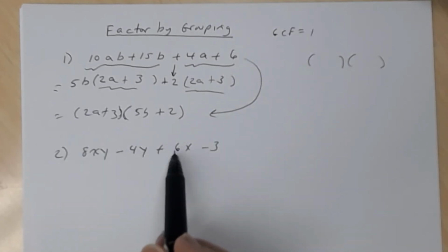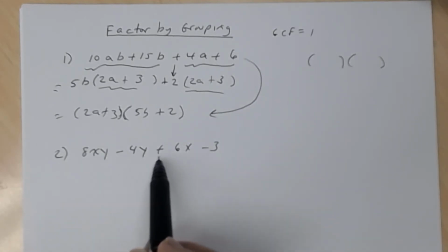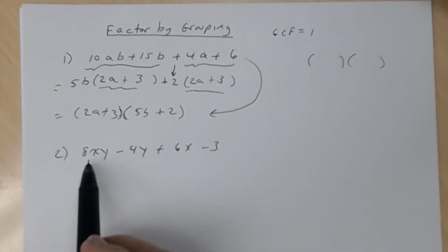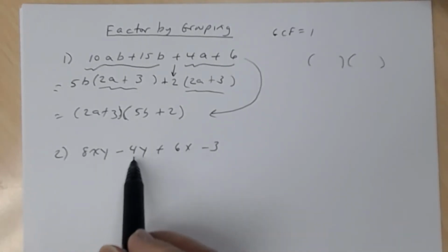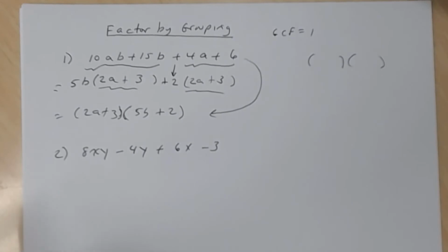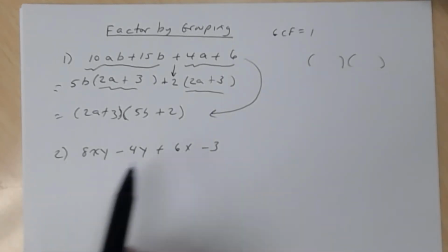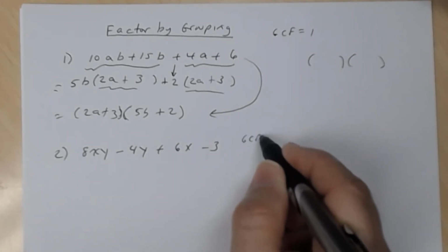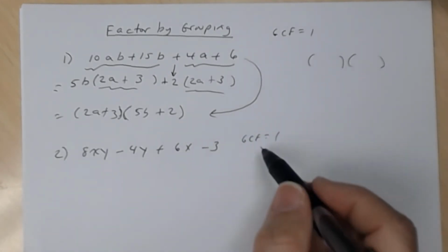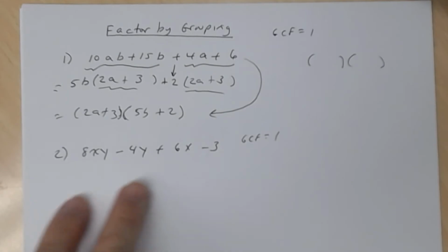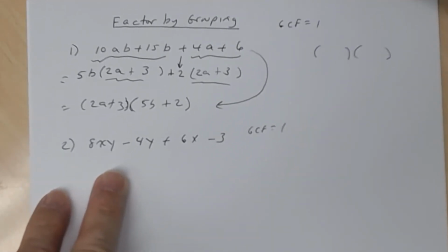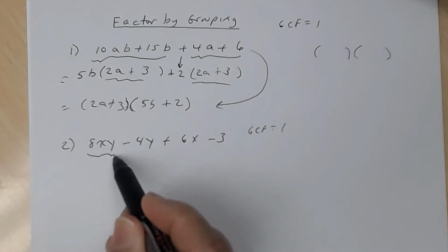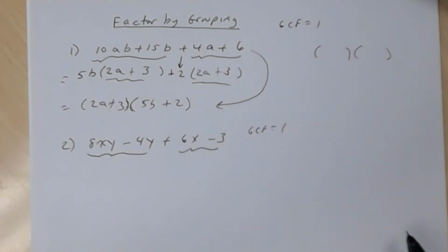So I have 4 terms. If I look at all these 4 terms, the terms don't have the same variables in them. If I look at 8, negative 4, 6, and negative 3, the GCF is 1. You can look at all 4 terms at the same time. So the GCF here is 1. Since the GCF is 1, I'm not going to factor out a greatest common factor. So now I'm going to go directly to grouping. I'm going to group the first 2, and I'm going to group the last 2.